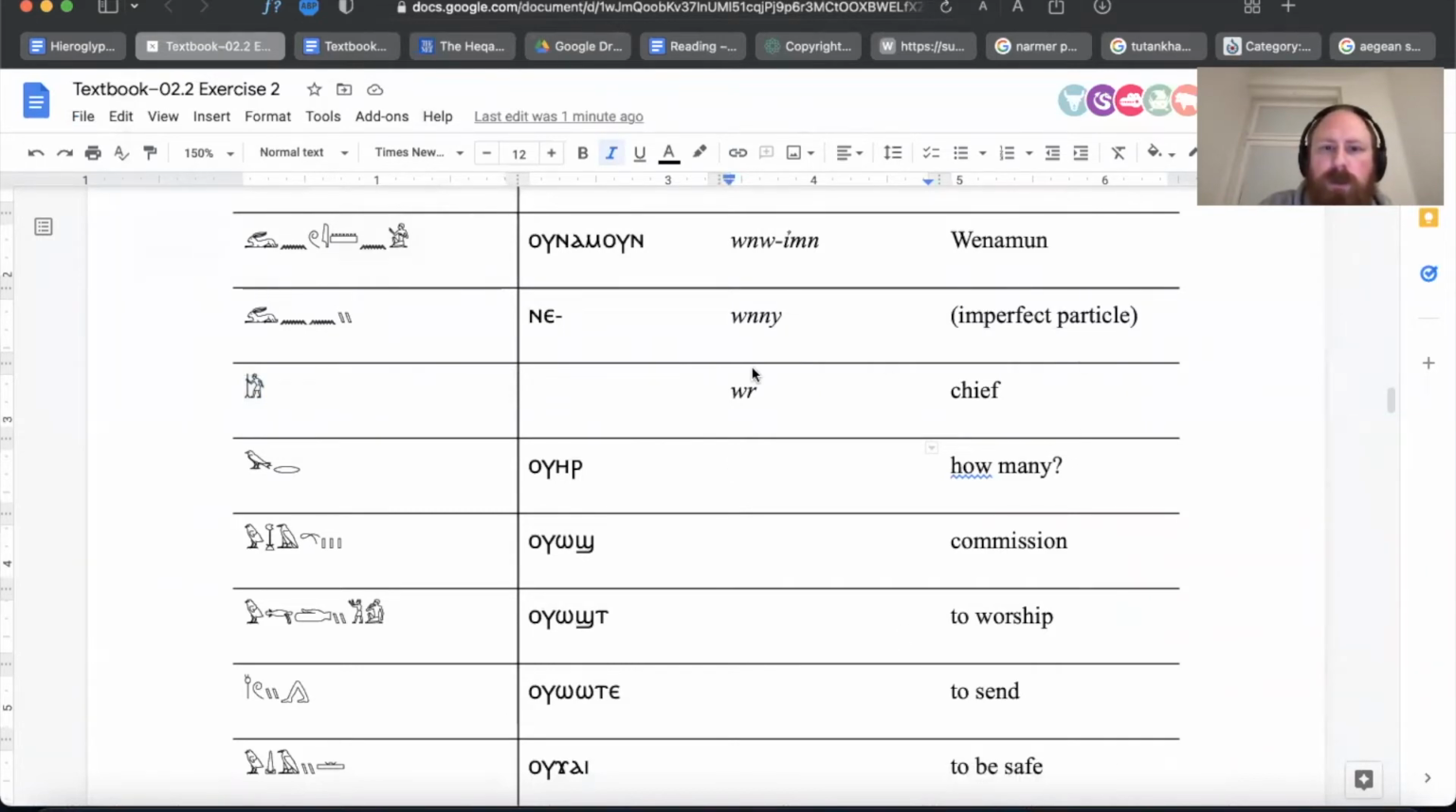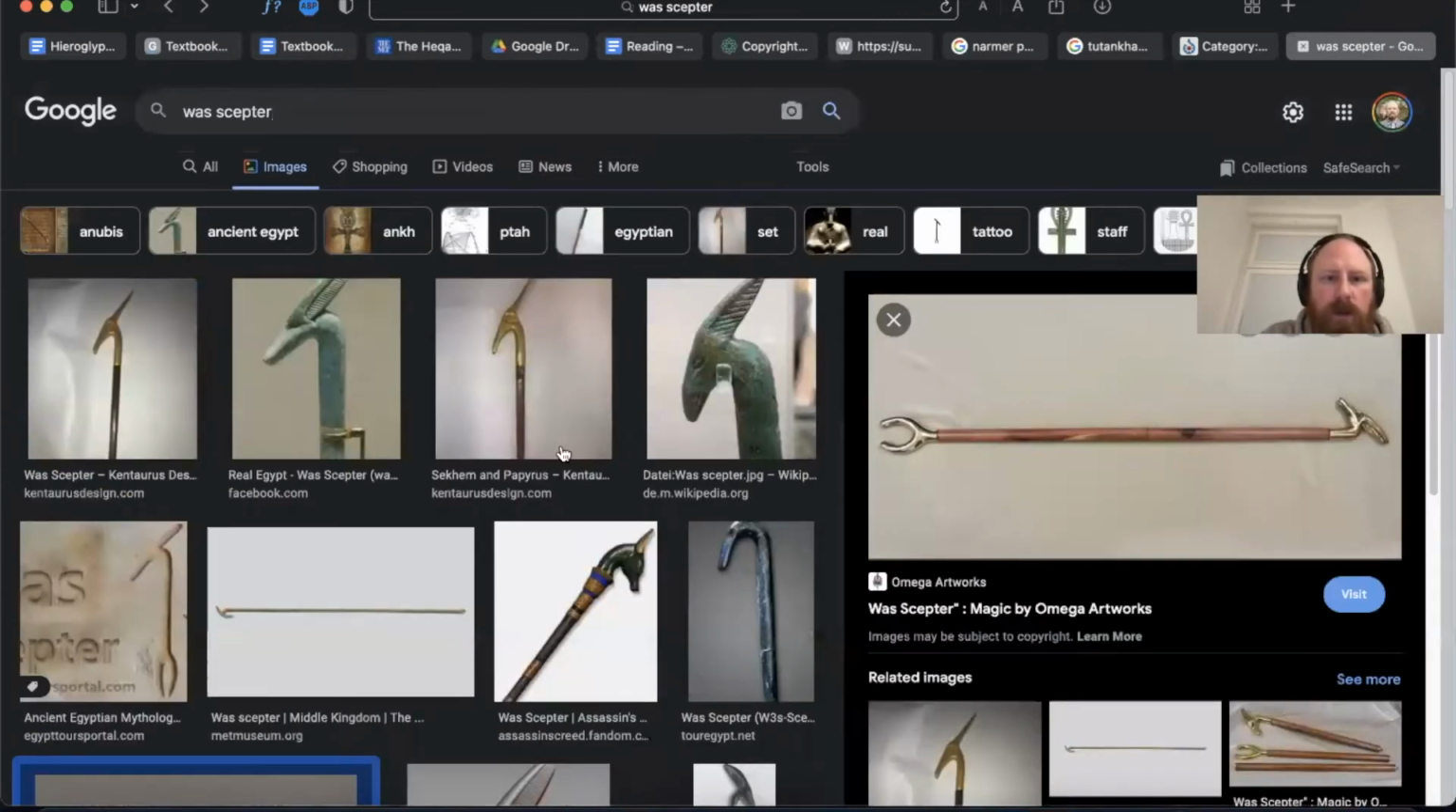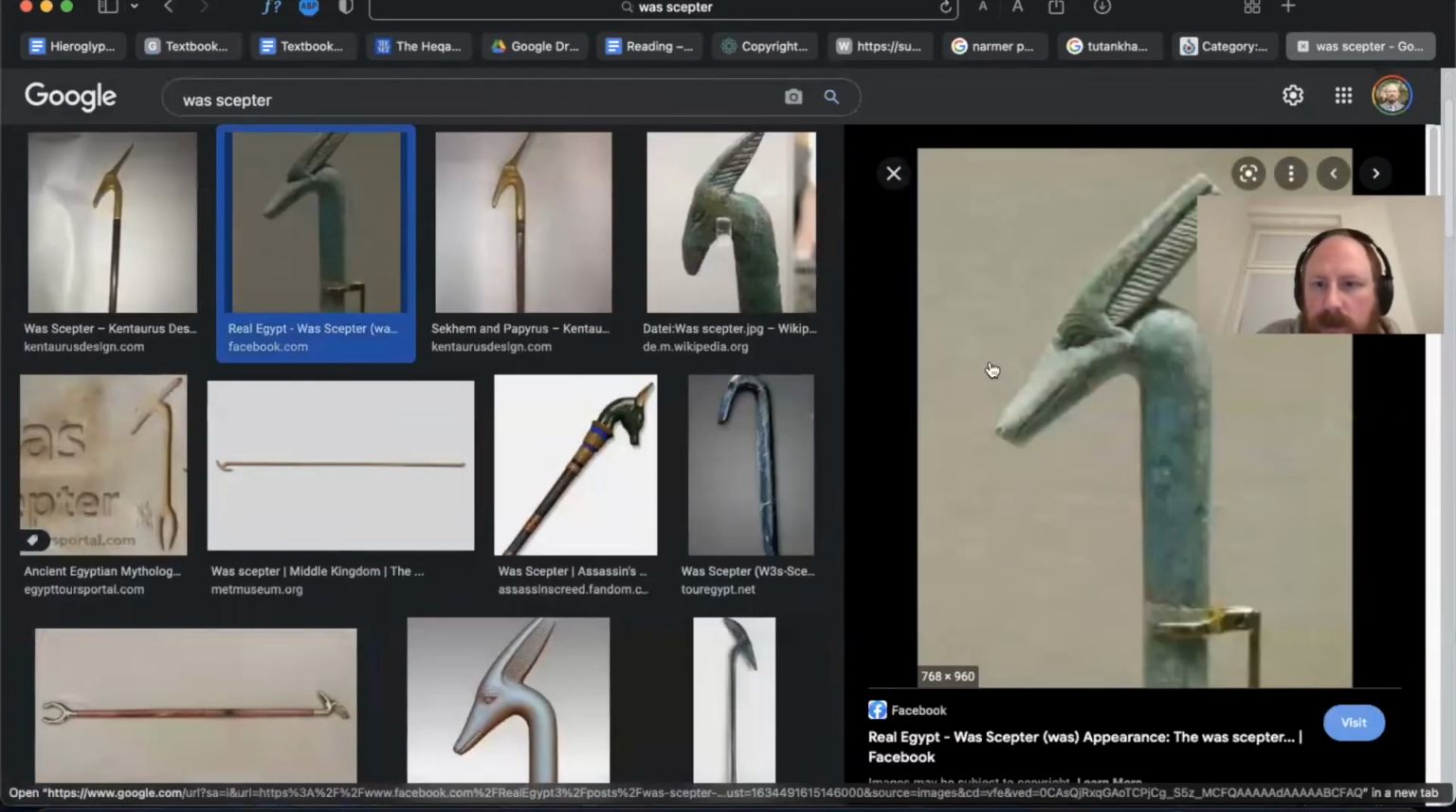Lots of cross-cultural connections. So the Was staff is Set. I think so. Yeah, I believe so. I think it's Set. I mean, it looks like him. Let me try to find an actual ancient one, not one of these fake ones. It's in very good condition.